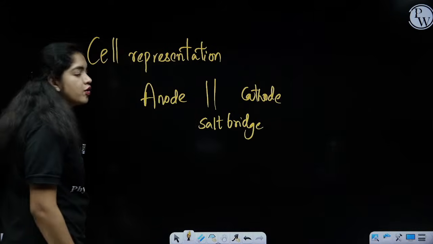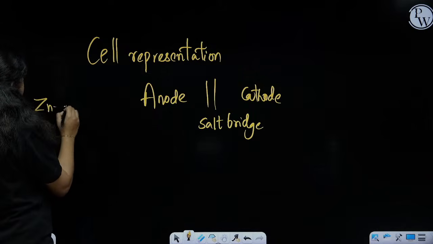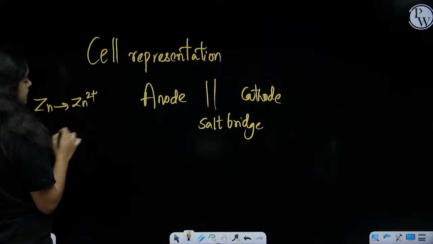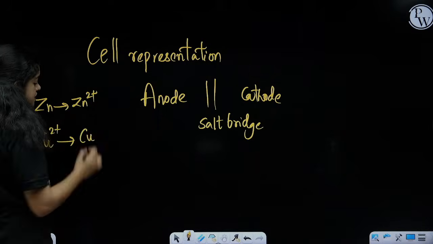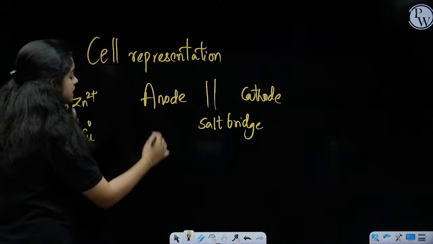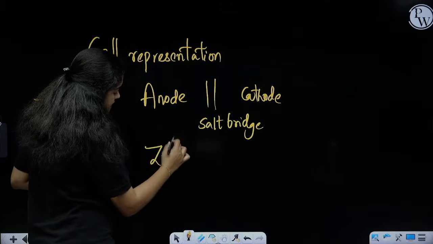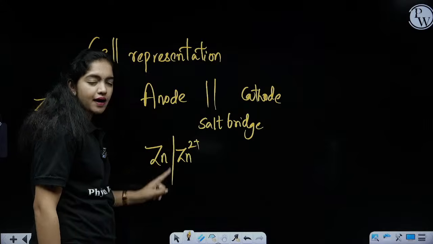So in the anode, what did we take? Zinc, right? In the anode it was zinc. Zinc changed into what? Zn2 plus. In the cathode, it was copper 2 plus changed into Cu0. So for that, we are going to represent the cell. First write the anode. In the anode it was Zn. Zn changed into Zn2 plus. So how to write? Zn bar Zn2 plus.